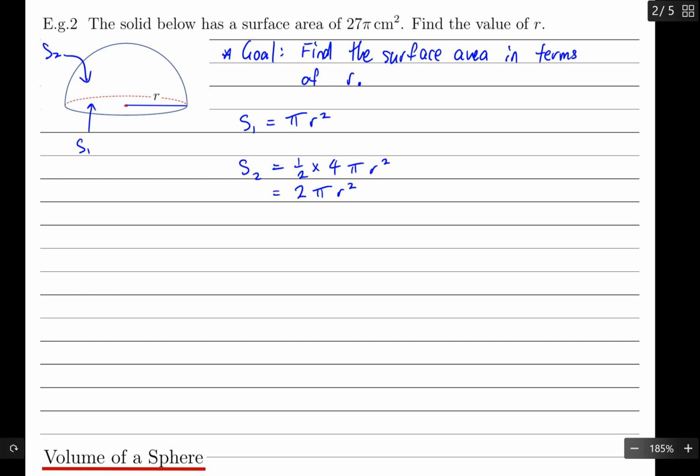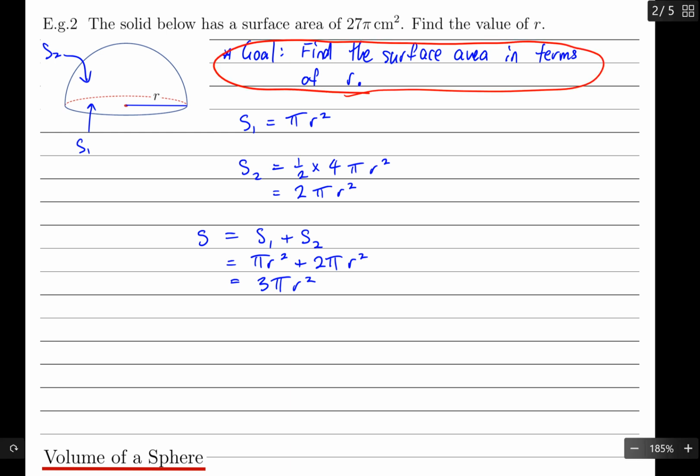So the total surface area is going to be S1 plus S2, which is pi r squared plus 2 pi r squared. Now, this is just like algebra, right? These are like terms. Pi r squared plus 2 pi r squared is 3 pi r squared. Okay? So you'll notice up here we said our goal was to find the surface area in terms of r.